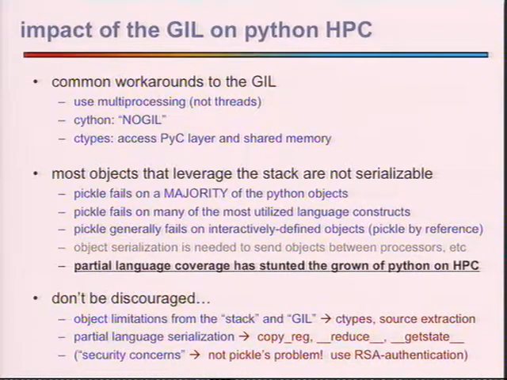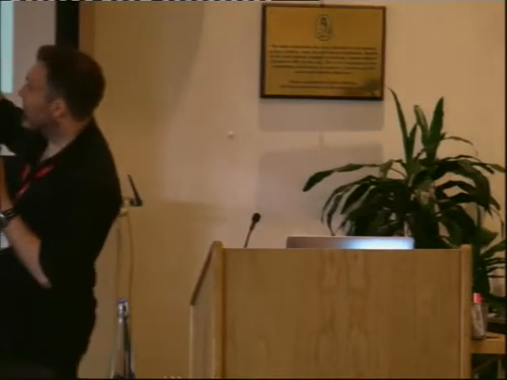So any of us who've done any distributed or parallel computing, you find out, I'm building this cool thing, and all of a sudden it doesn't work because you can't ship an object. You can't pickle an object from one place to the other. So common workarounds are to use multiprocessing, but it still can't serialize a bunch of stuff.